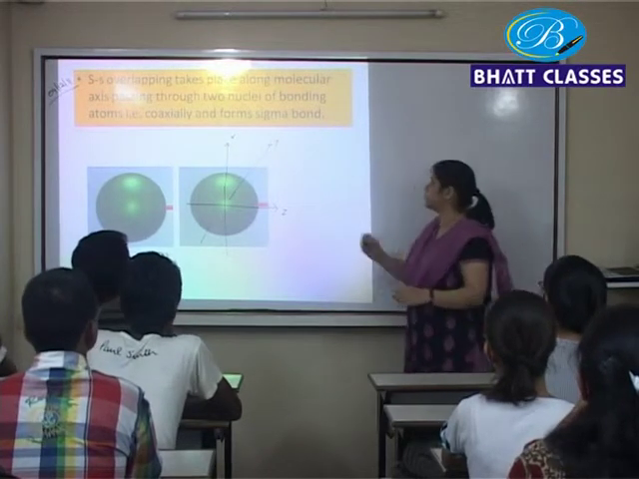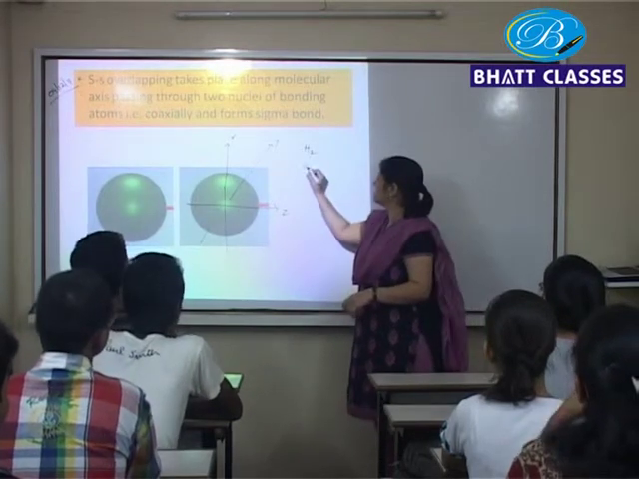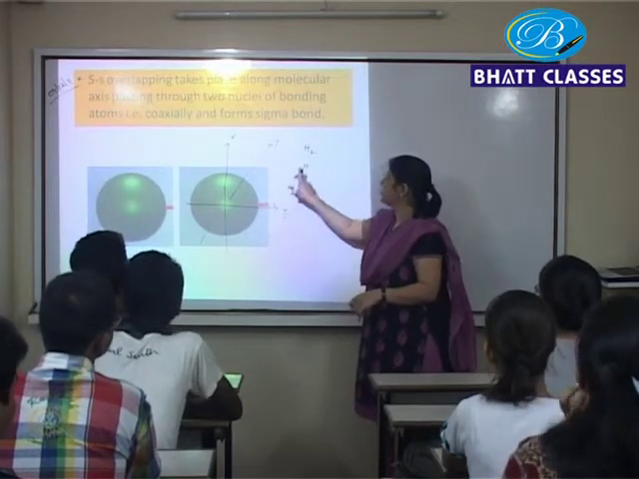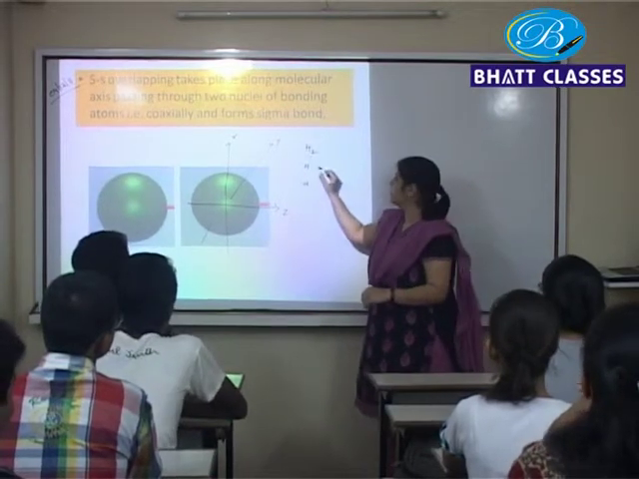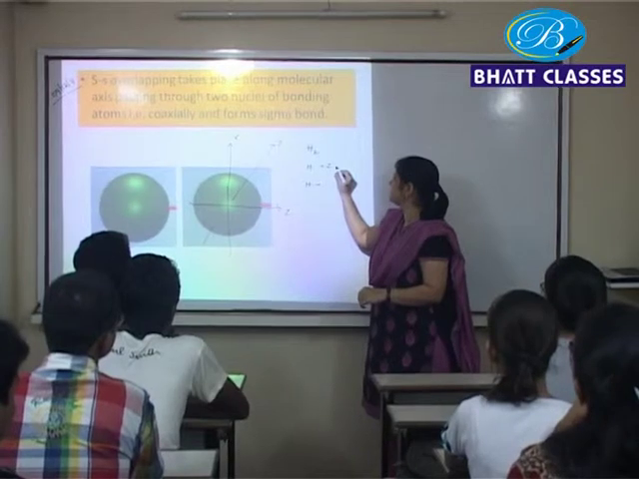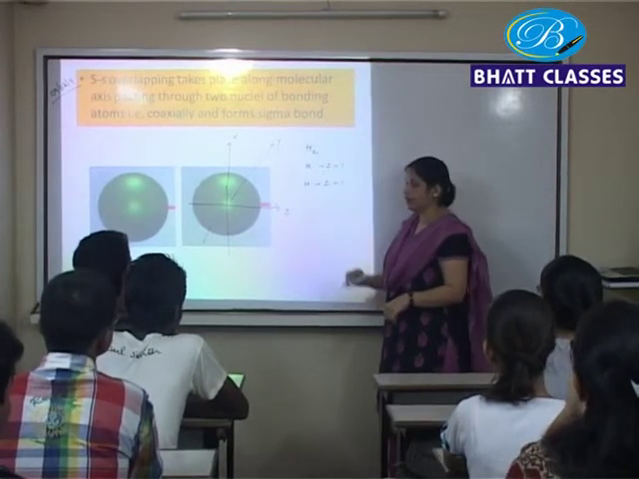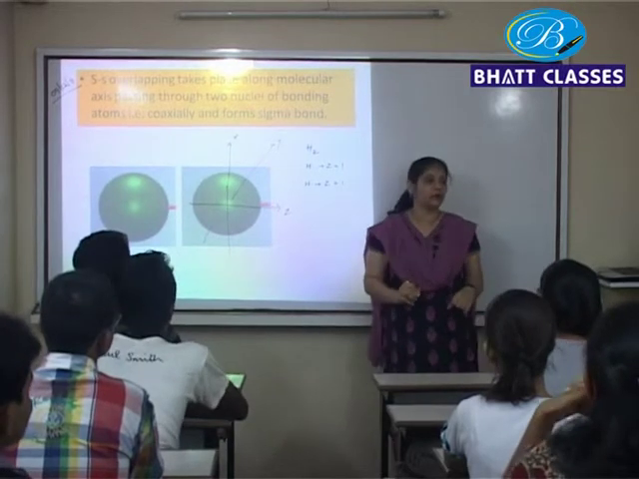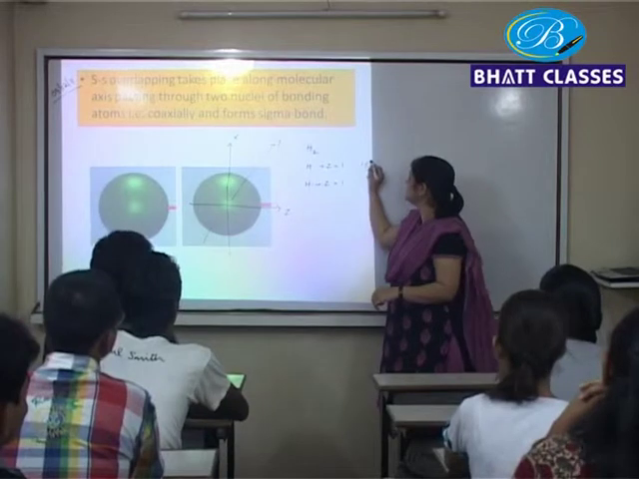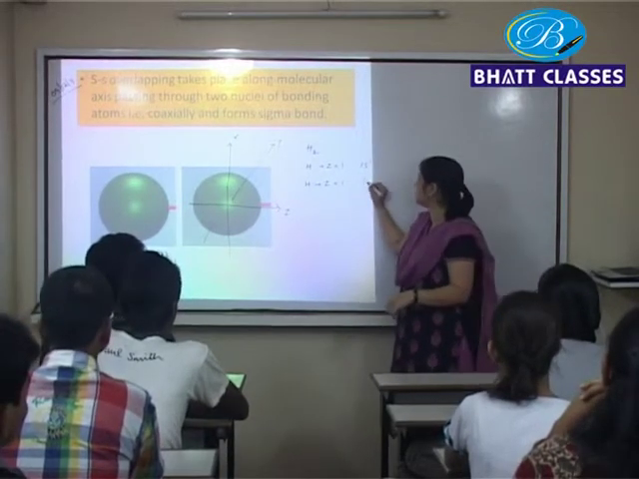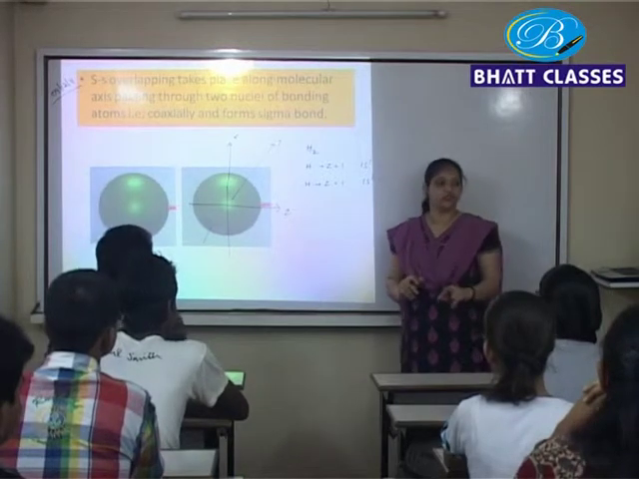Okay, now formation of H2 molecule. Two hydrogen atoms take part in bonding. What is the Z? Atomic number? 1, 1. Now when we talk about the electronic configuration of hydrogen, it is 1s1. Okay? Now what is the condition?